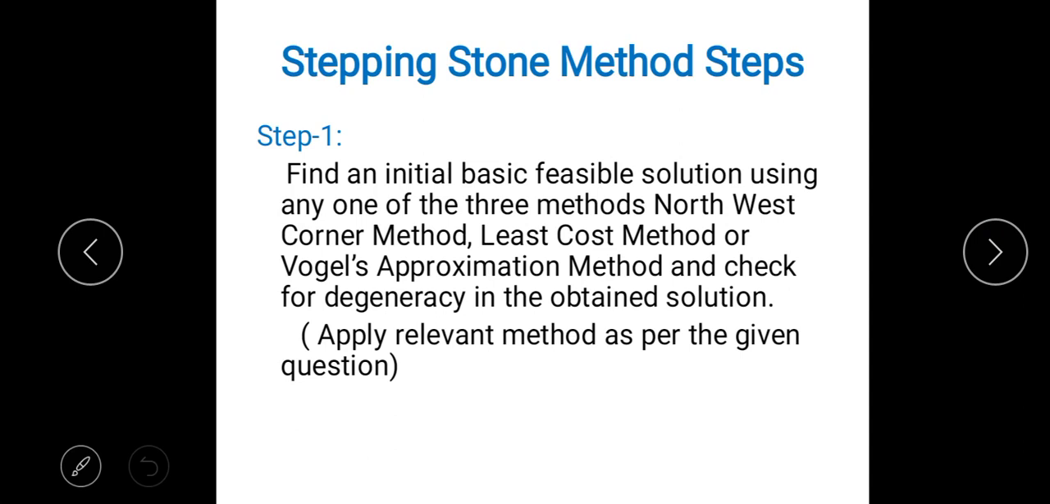Step 1, find an initial basic feasible solution using any one of the three methods. So we have to find initial basic feasible solution, and later we need to check for degeneracy in the obtained solution. What is degeneracy? If degeneracy is present in the problem, we cannot find the optimal solution. So that is the reason we have to check for degeneracy. If the problem is not degenerate, then we can easily find out the optimal solution.